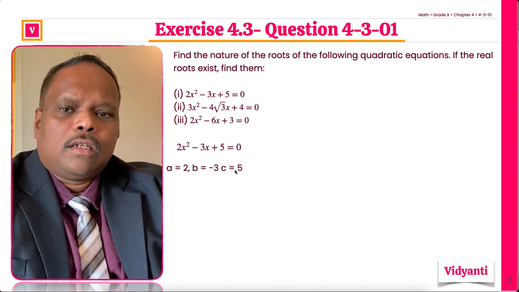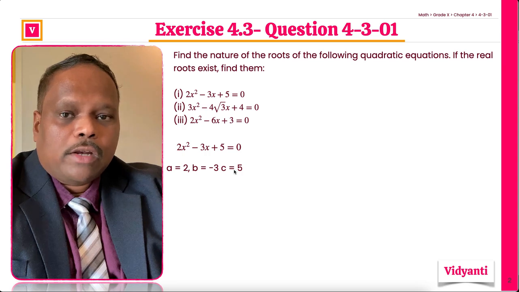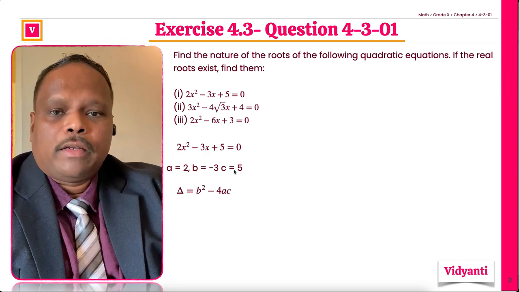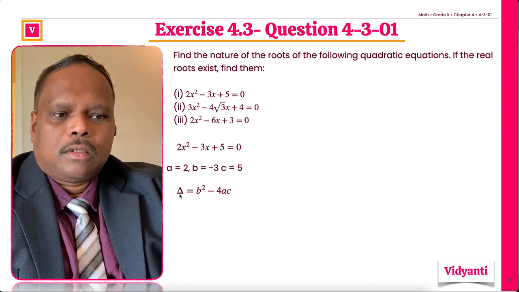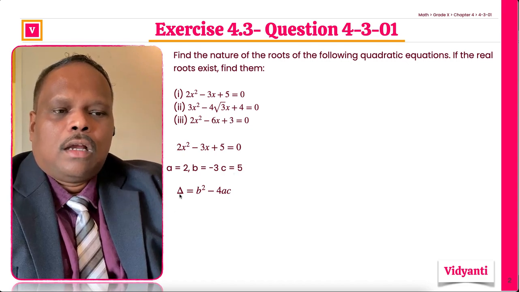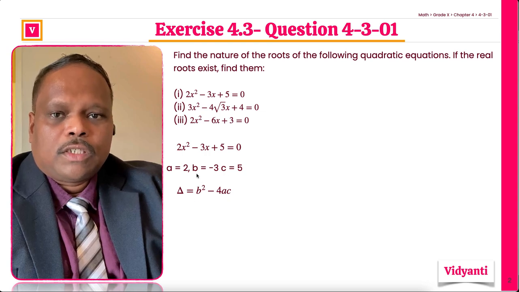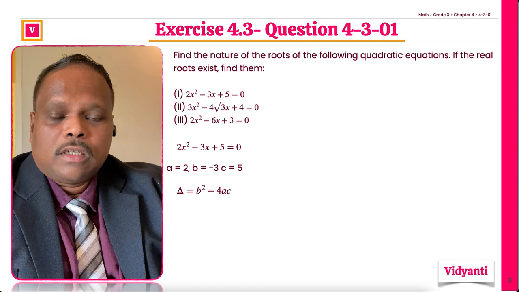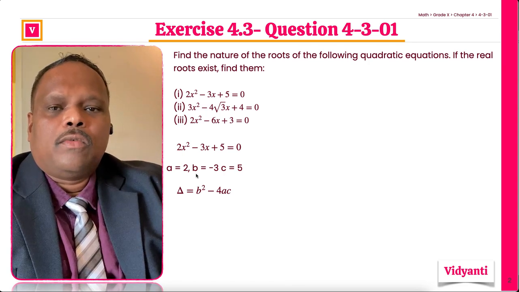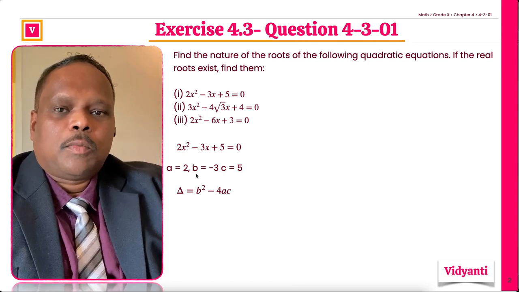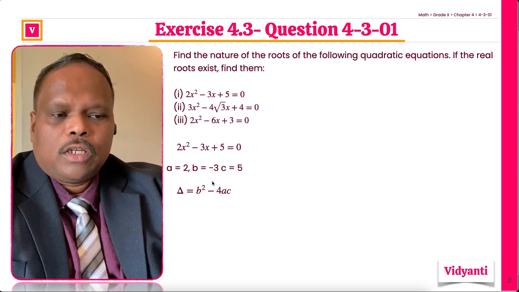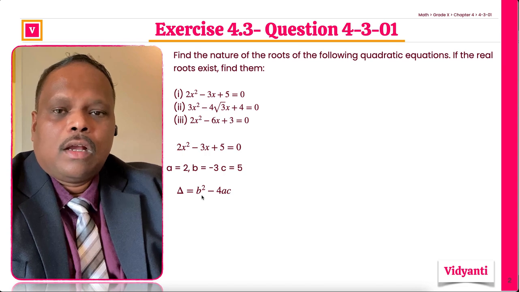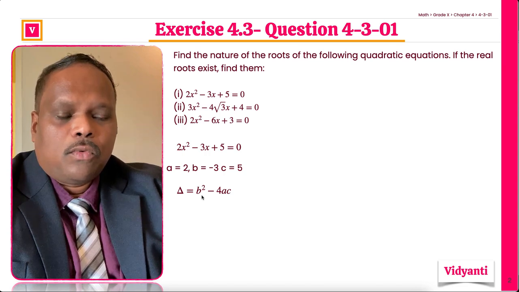When we are evaluating the nature of roots, we will try to calculate the parameter b square minus 4ac. This is also called discriminant, symbolically denoted by delta. This is the term which is under square root in the quadratic formula, and if you notice, it is always plus or minus. So this is responsible for giving two distinct roots. The nature of the root is primarily decided by the value you get for b square minus 4ac.